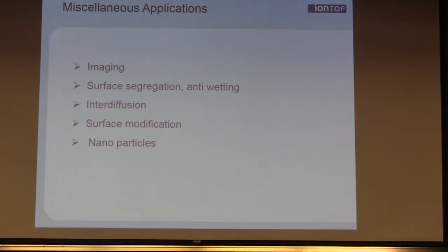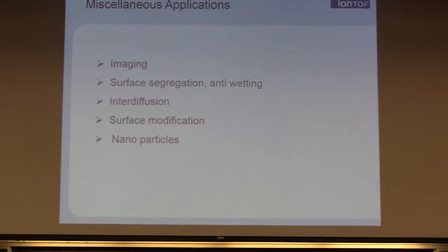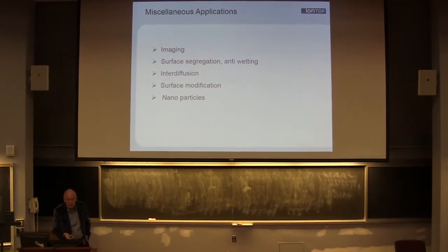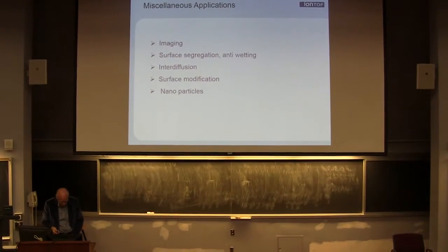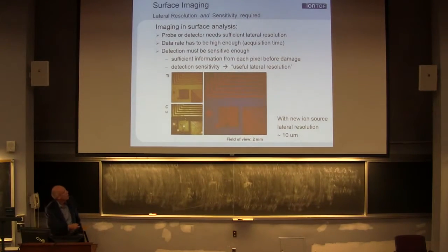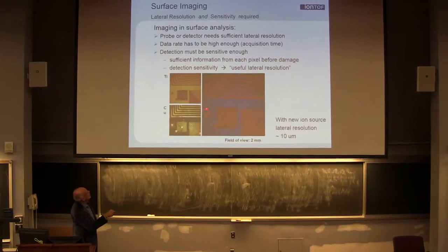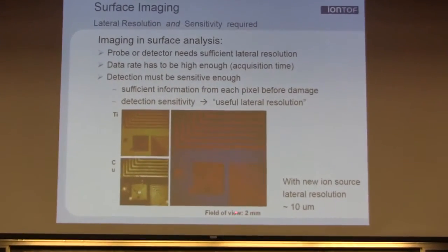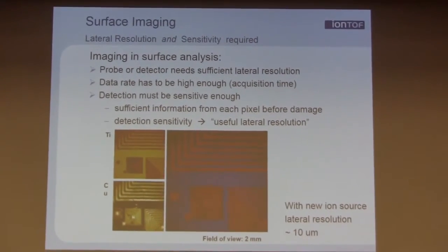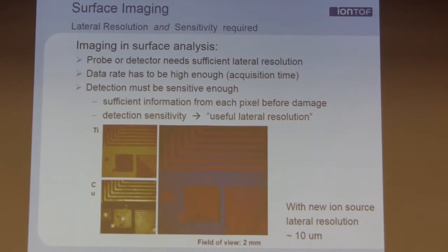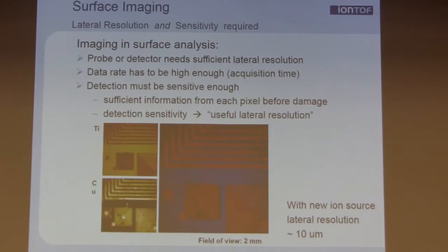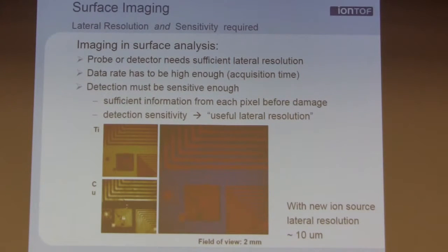Now I come to some real applications. So, first of all, things like imaging, surface segregation, and a few others. And so here you see a picture of a microelectronic structure. The field of view is not fantastic nowadays. The typical lateral resolution you can get with the new ion sources is about 10 microns.